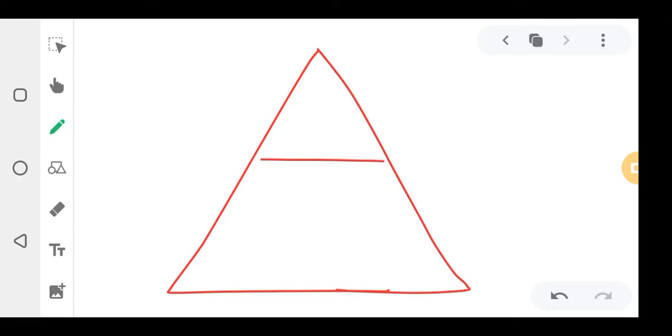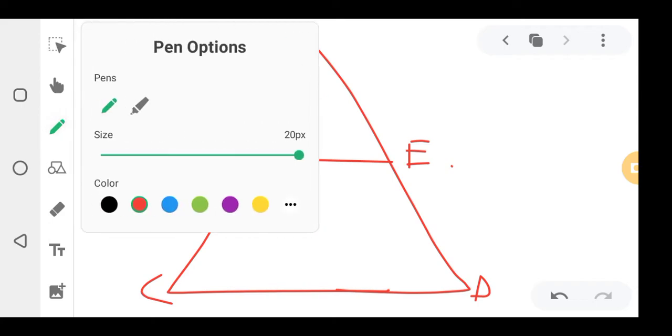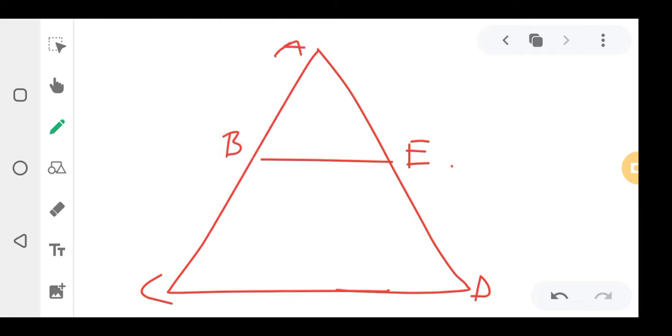Okay, and then I can say that this is point A, this is point B, this is point C, this is point D, this is point E. I want you to notice these two triangles because you'll be able to use them. How many triangles do you see? There are actually two triangles.